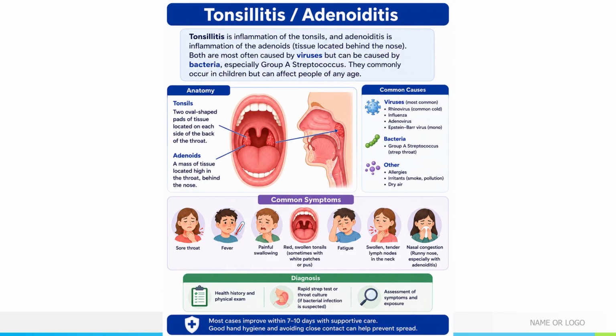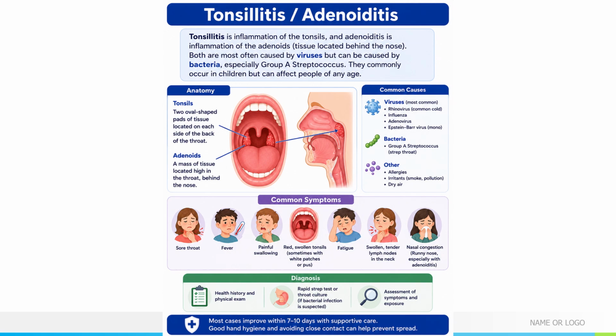Now let's discuss tonsillitis and adenoiditis, which are two common inflammatory disorders of the upper airway that are especially common in children, but we are focusing more on adults in this course. Although they're closely related, it's important to understand the difference between the two. So the tonsils are two oval-shaped collections of lymphoid tissue located on either side of the back of the throat, and the adenoids are another collection of lymphoid tissue located higher in the nasopharynx behind the nose, where they cannot be seen during a routine oral examination.